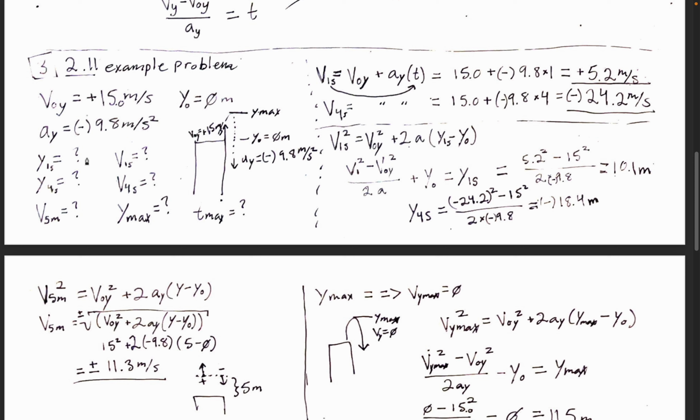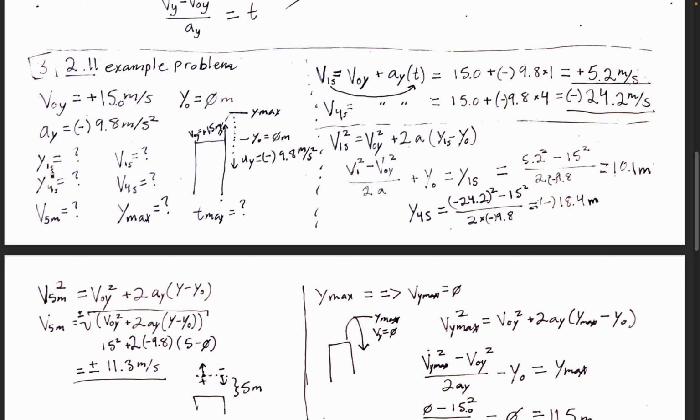Find A, the position and velocity of the ball at 1 second, so position and velocity at 1 second, and 4 seconds. And it says the velocity of the ball when it is 5 meters above the railing. So velocity at 5 meters. And then the maximum height it reaches, and the time that it reaches that. So y max, and then I put t max, and that just means t at y equals max.